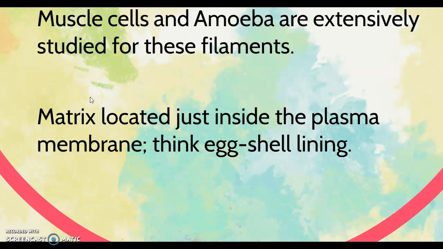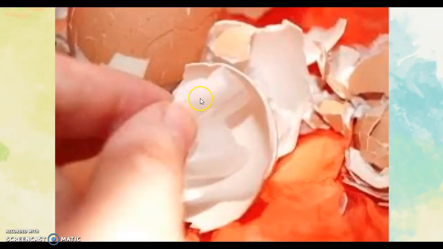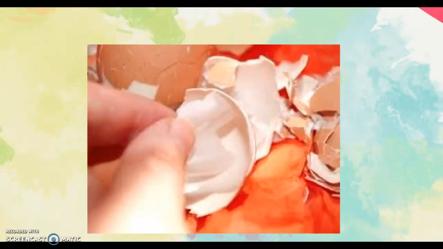The other thing we know about microfilaments is that they make up something called the matrix. And the matrix is located just inside the plasma membrane, so just inside the cell membrane. And we think it has something to do with water regulation. It's that little thin layer on the inside of an eggshell. An egg is actually a single cell. And this is basically the same exact thing we think on all cells out there in nature. There's this little microfilament layer that's just meshed together that basically helps control water regulation, we think.